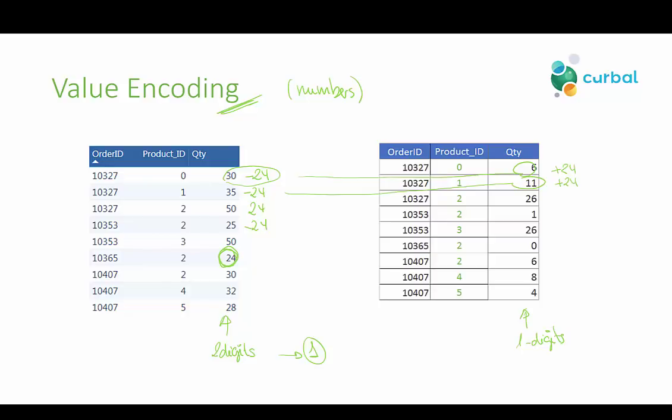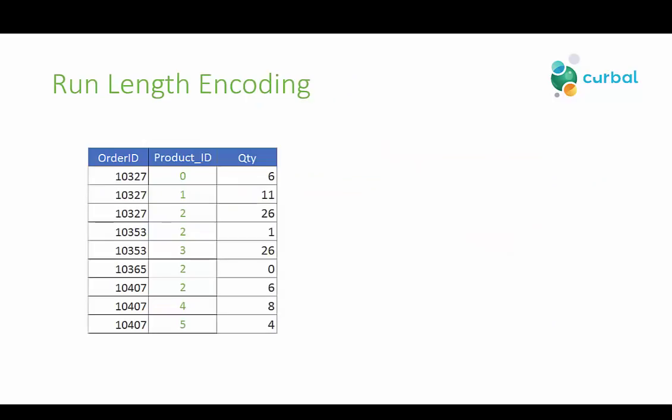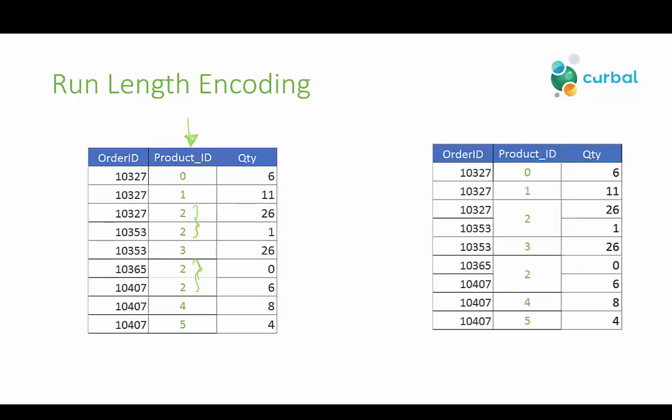The next thing it will do is something that is called run length encoding. I thought it was quite fun. So this is what happens. If we look here at product ID, it will go through the values. And when it finds 2 consecutive ones, here we have them, it will actually join them. It won't join them exactly. This is what it's going to do.